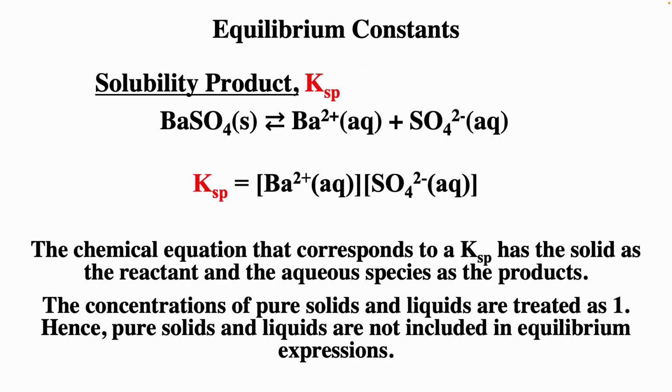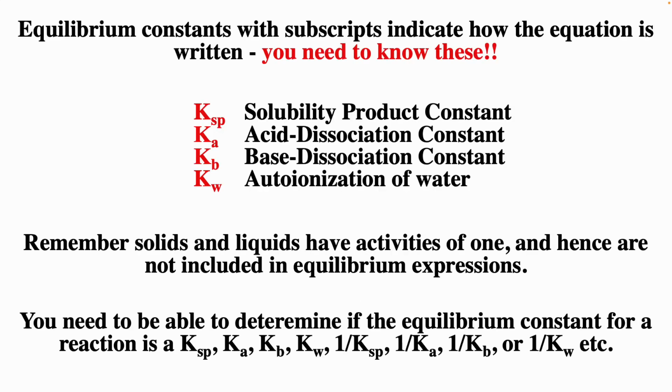Now another equilibrium constant is the solubility product. And so again, if we think about the name solubility product, we're going from an ionic solid and it's dissolving into aqueous ions. And again, if we write down the equilibrium expression, products over reactants, coefficients become exponents, pure solids, pure liquids do not appear. And so notice that the solid does not appear in the equilibrium expression because again, pure solids, pure liquids do not appear. And so you need to be able to recognize when a reaction has an equilibrium constant that's a Ksp, Ka, Kb, Kw, or 1 over the inverse of these. You should also be able to write down the reactions that correspond to these different equilibrium constants.